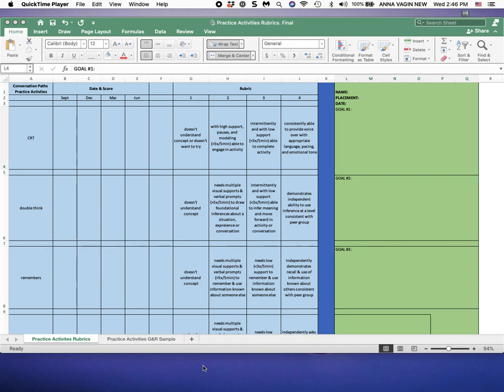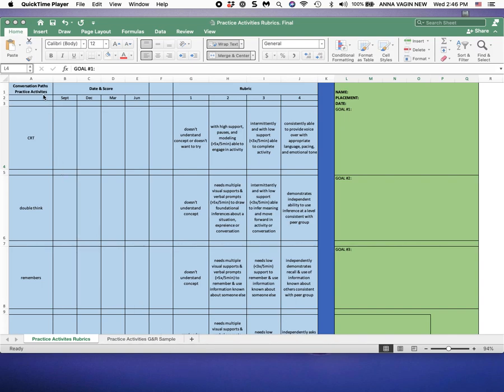Again, as I said in the assessment PowerPoint deck, what I found was that as I made the practice activities, it felt like they really translated so easily into a rubric and therefore goal writing that I thought it made sense to present it in this way. Again, the setup of this rubric is very similar to the conversation frames and the interactive conversation rubric, but let's take a look at it to refresh your memory.